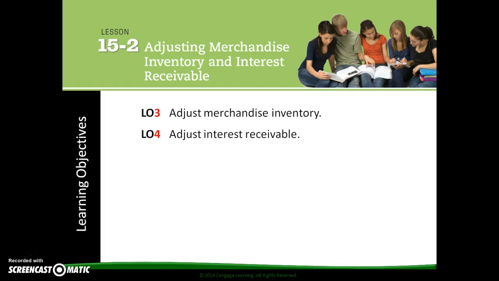So we just want to keep in mind that one of the concepts we've learned is that we want to make sure we're recording revenue when the sale is made, whether it's for cash or on account. Now we want to pick up the concept about accrued revenue and thinking about interest that we know we're going to be receiving. So we want to make sure that we have that concept well in hand as well. As we look at the two objectives, we're going to be adjusting merchandise inventory, and also adjusting interest receivable.